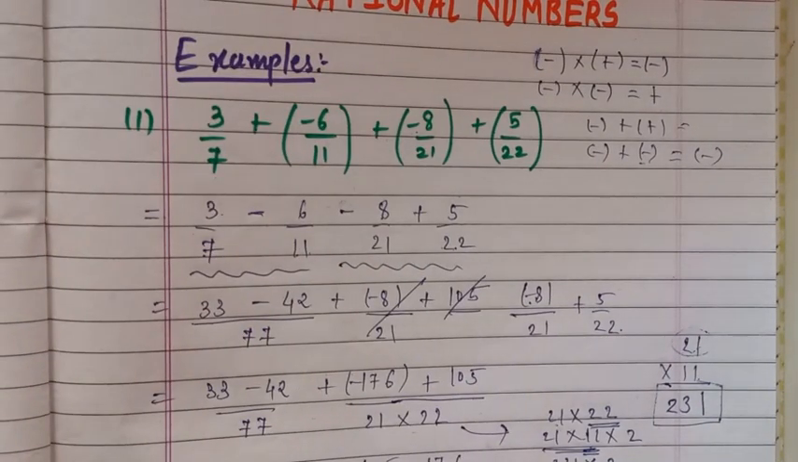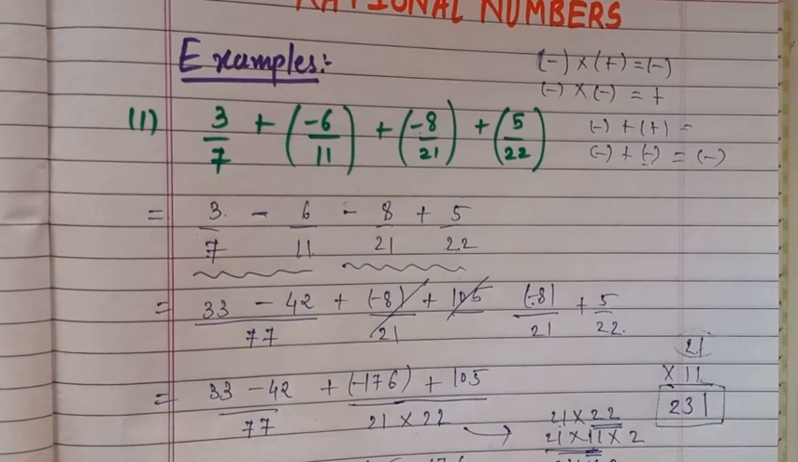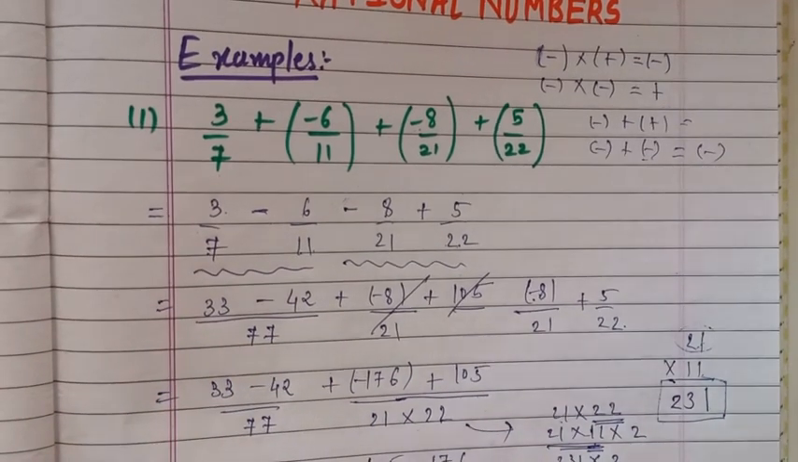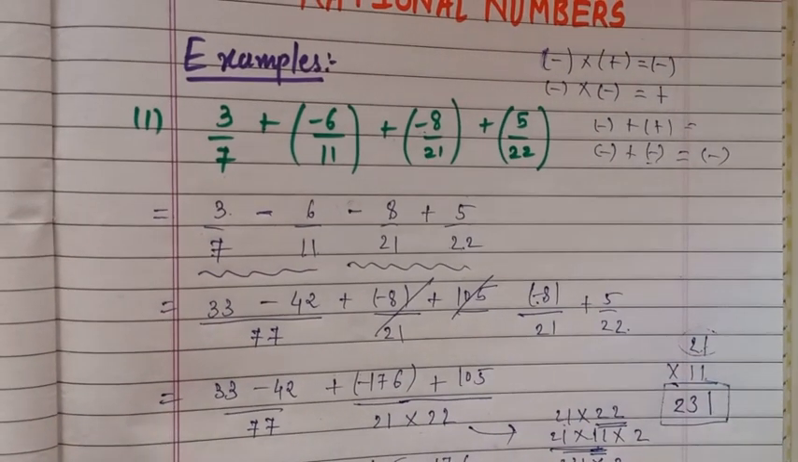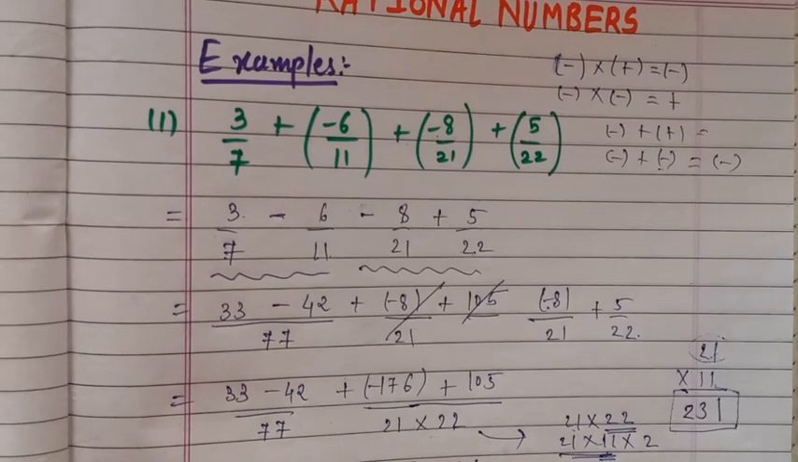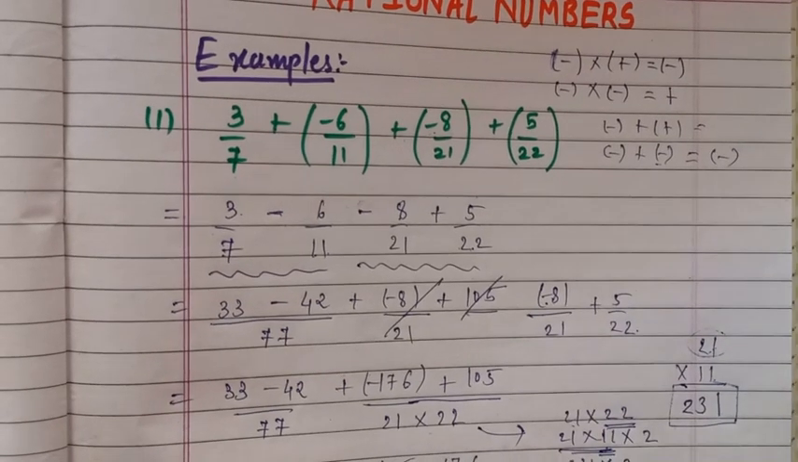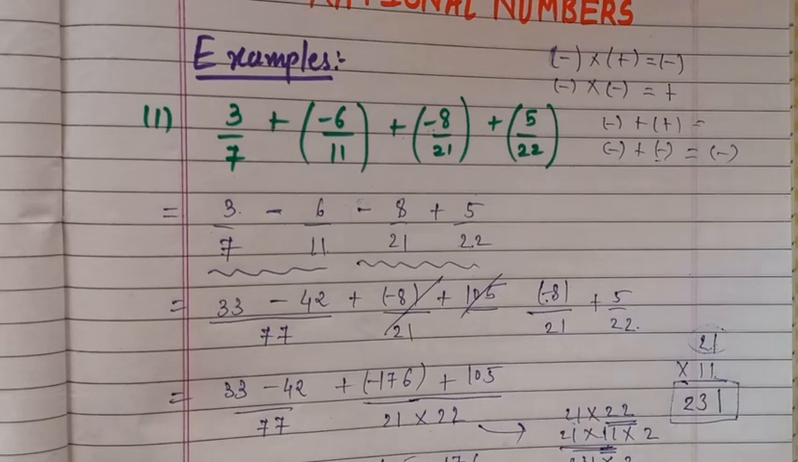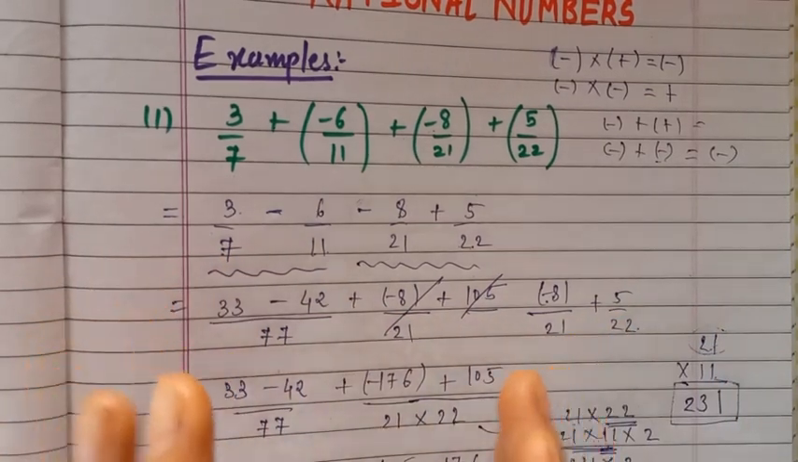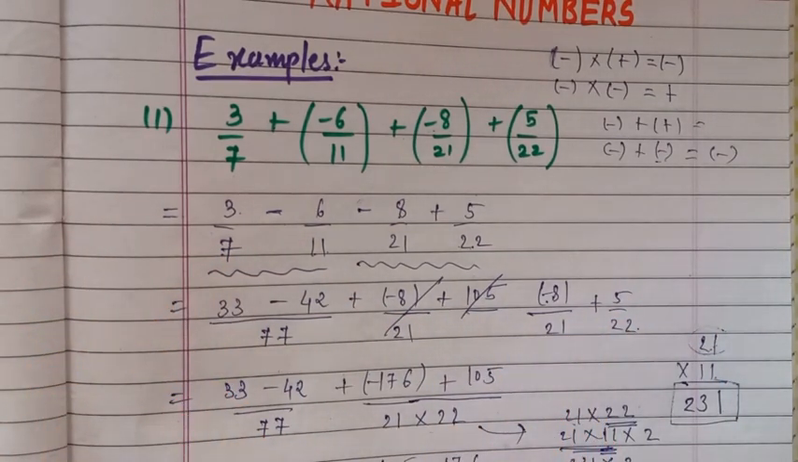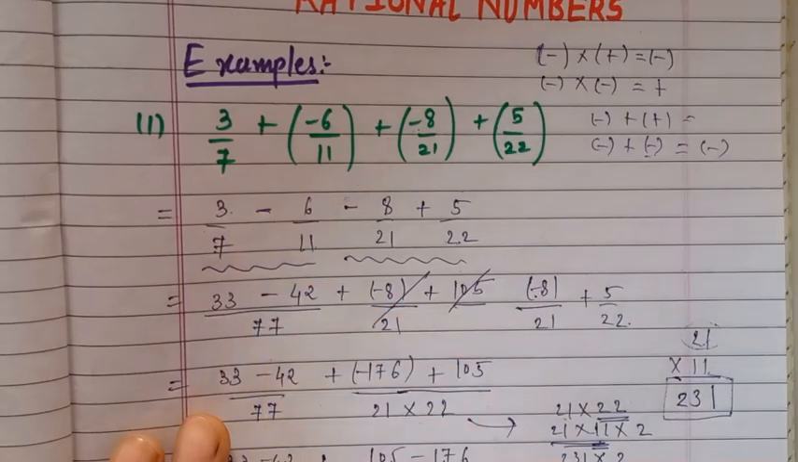There is another way to do this. Our main concept is the same: if you want to add or subtract any two rational numbers, you have to make equal denominators. So let's see another way to solve this question.